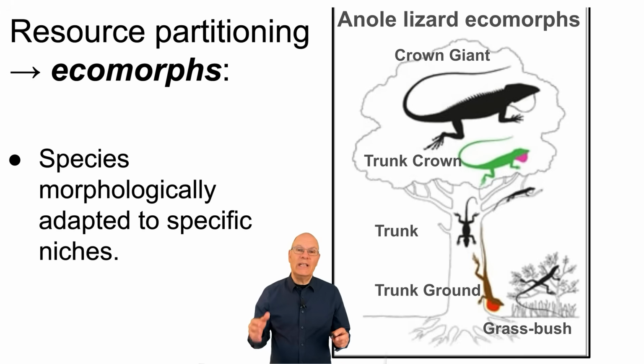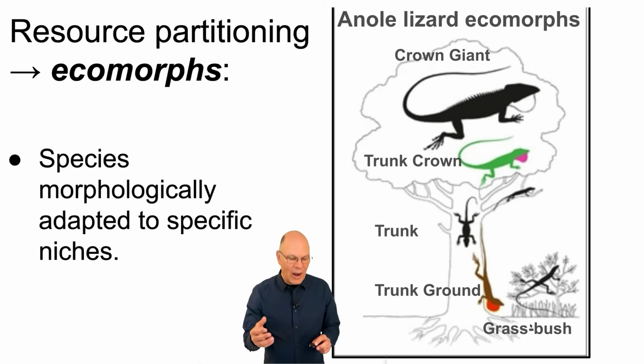Resource partitioning can lead to what are called ecomorphs, and those are species that are morphologically adapted through their form to specific niches. So in the Caribbean islands, you have lizards that have adapted to different parts of the forest canopy. You have these very large lizards that are called crown giants, smaller ones called trunk crown, ones that live on the trunk, ones that live on the ground, and ones that live in the grass. Well, that's resource partitioning. That is all about character displacement.